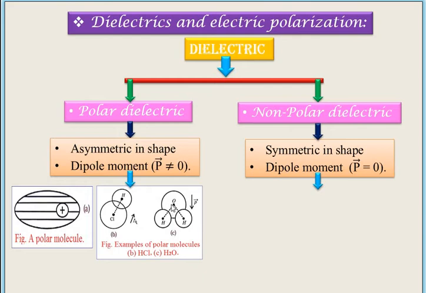This is the OH bond. This is one OH bond, this is the second OH bond, and the angle between the two OH bonds is 105 degrees.